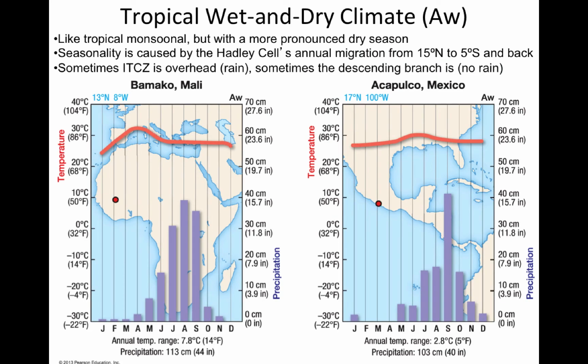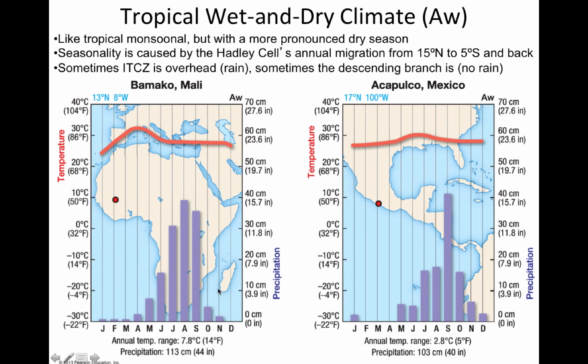Tropical wet and dry climate, Aw, is like tropical monsoonal, but with a more pronounced dry season. The seasonality, again, is caused by the Hadley cell's annual migration from roughly 15 degrees north to 5 degrees south and back. Sometimes the ITCZ is overhead, causing rain, and sometimes the descending branch is overhead, so there is no rain. So here in Male, you have just that.